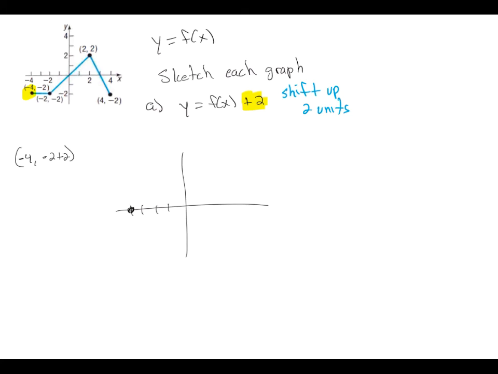I'm going to do the similar thing to the next ordered pair here, -2, -2. That's going to shift up vertically. I'm taking the y value at -2, shifting it up 2 units.